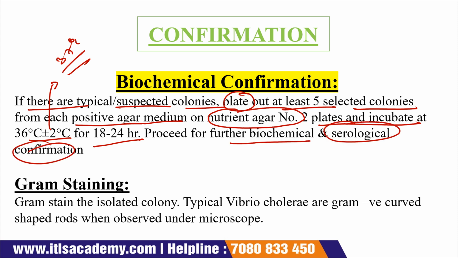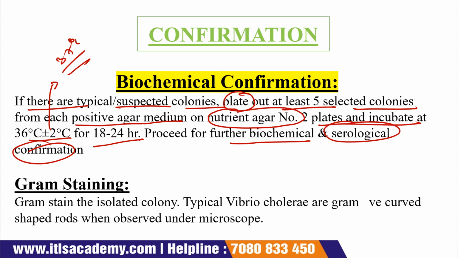Okay, when we get suspected colonies, now we take 5 selected colonies, and these 5 selected colonies are inoculated onto a nutrient agar number 2 plate, and again incubated at 36 plus minus 2 degrees Celsius for 24 hours. After 24 hours, when we again get the colonies, we perform biochemical and serological confirmation.